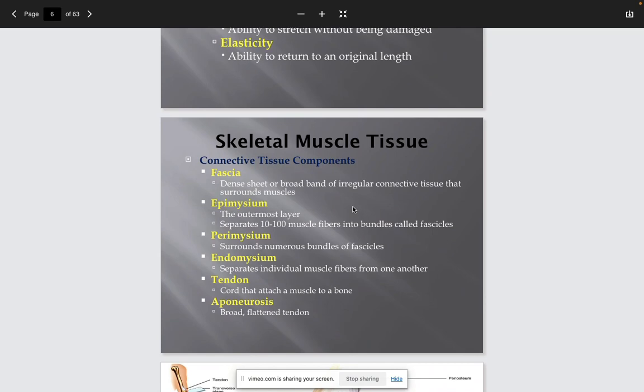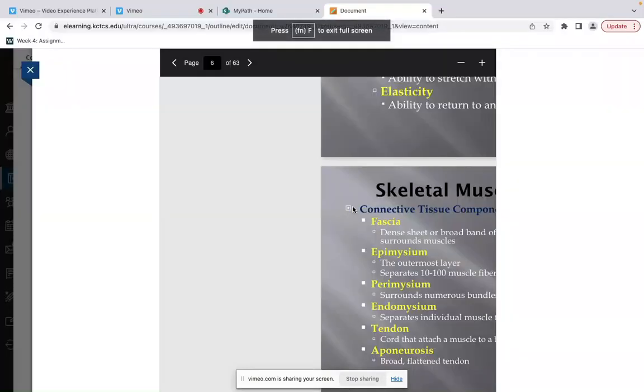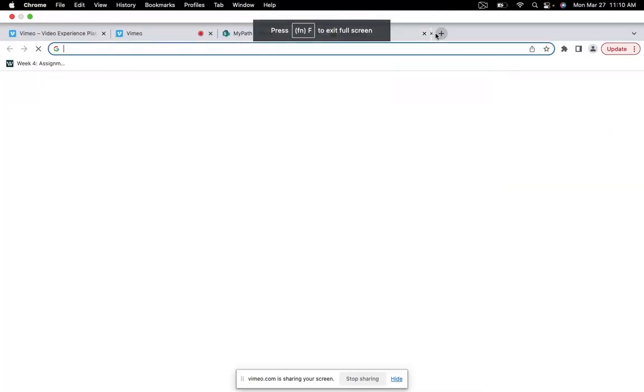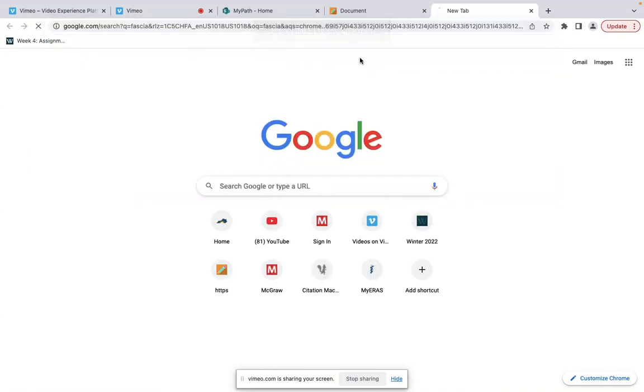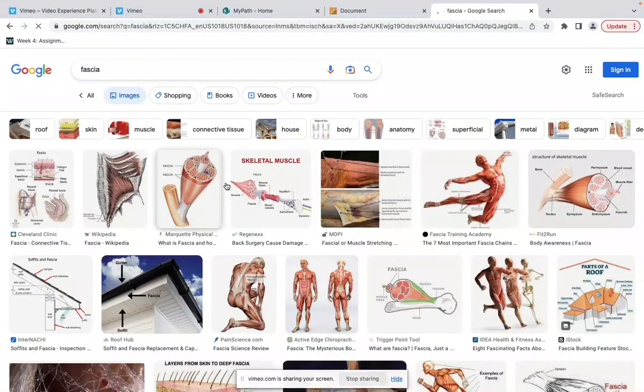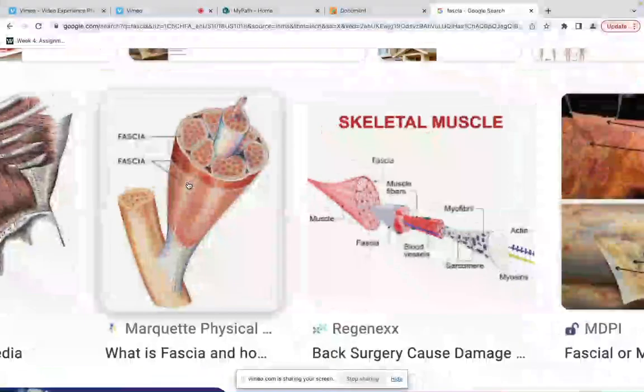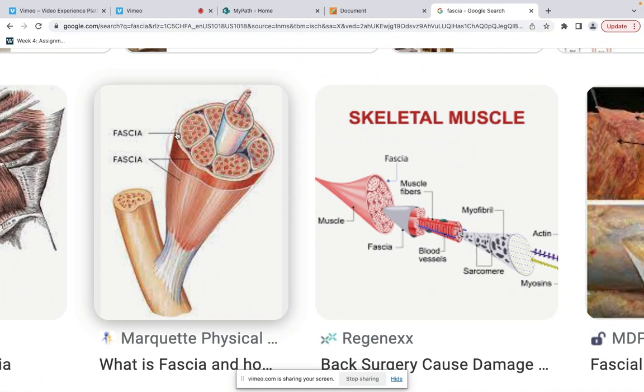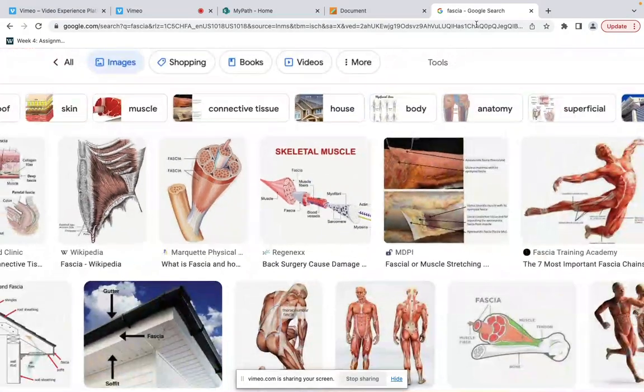So I can come here and I can show you what fascia looks like. Here you go. This is fascia. Fascia is just going to be this area that surrounds the muscle. It kind of helps the muscle move, and it also provides this extensibility component.